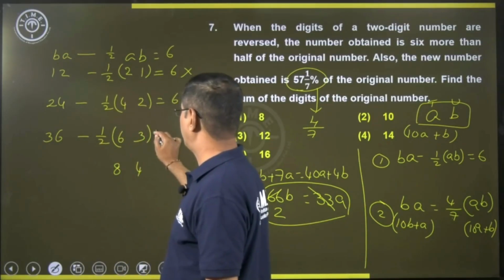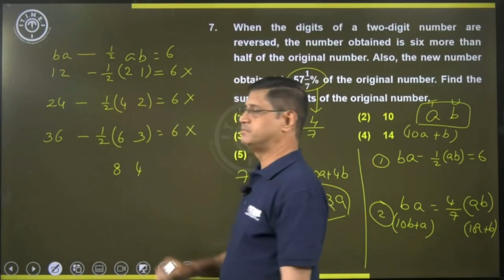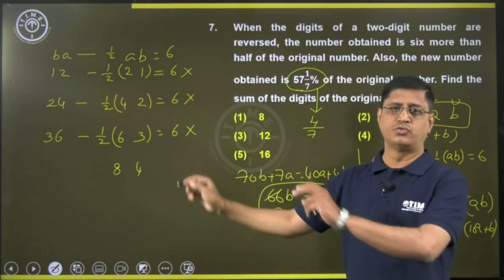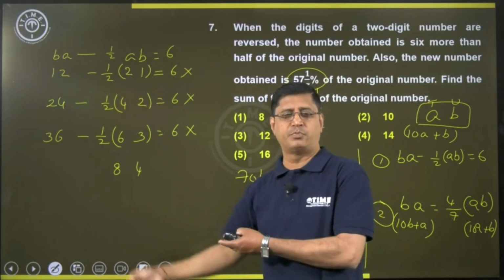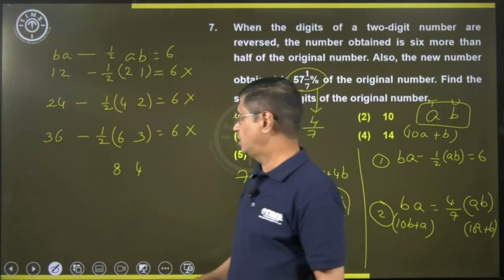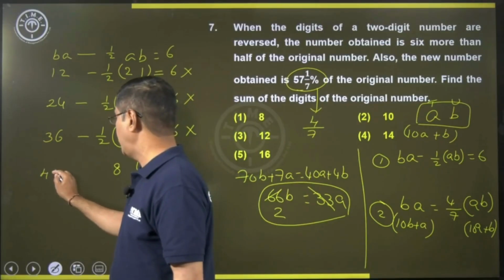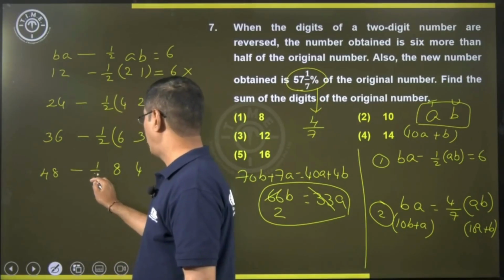No. Then what is the right answer? Choice 4. The fourth possibility is the right answer. Let's check here. What is the reverse of this? 48 minus half of the original number.